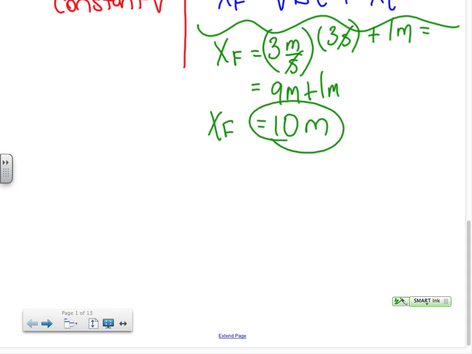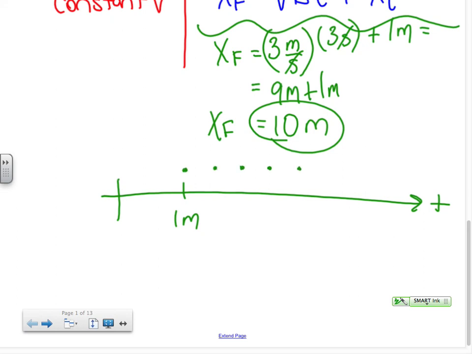Okay, so if I were going to draw a motion diagram of what I just calculated, my object starts at 1 meter. My object is moving in a positive direction at 3 meters per second. And my object moves for a total of 3 seconds. So the position I should end up at will be 10 meters. However, the change in position for the object is going to be 9 meters, because xf minus xi gives me 9. Now, try the practice.